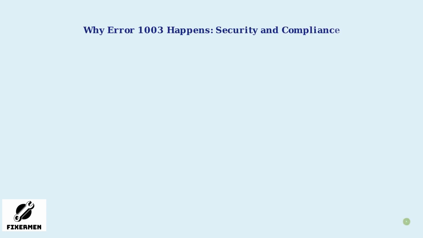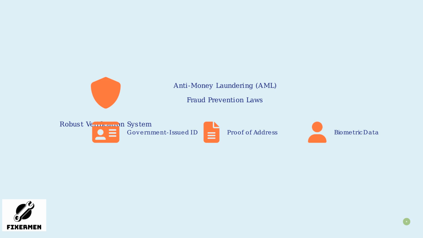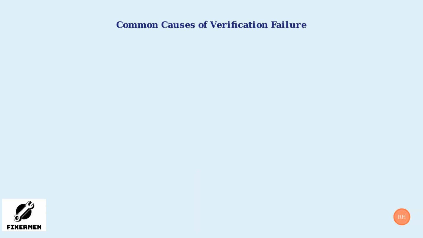Error code 1003 stems from Robinhood's robust verification system designed to comply with anti-money laundering laws and fraud prevention regulations. This system verifies your identity using government-issued IDs, proof of address, and sometimes biometric data like facial recognition. The verification process checks these elements to ensure compliance and prevent unauthorized access. Error code 1003 arises when discrepancies are detected in the information provided, or when the verification API fails to complete the check. Several factors can trigger error 1003 during verification.